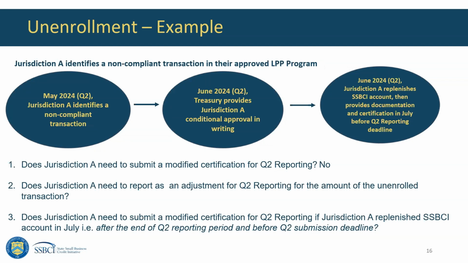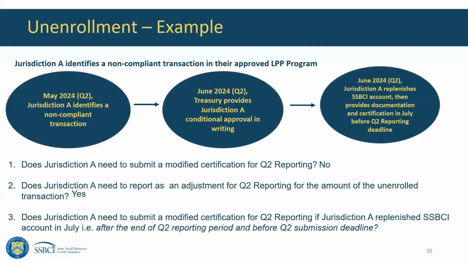Okay, the second question is, does jurisdiction A need to report an adjustment for second quarter reporting for the amount of the unenrolled transaction? Okay, the answer is yes. If the transaction has been previously reported to SSBCI, the jurisdiction needs to report the amount of the unenrolled transaction as an adjustment on the second quarter report.